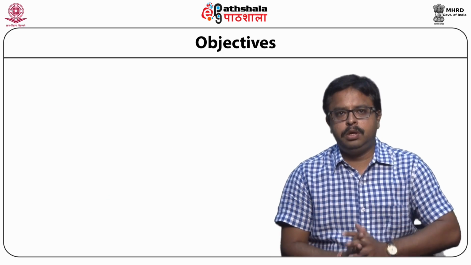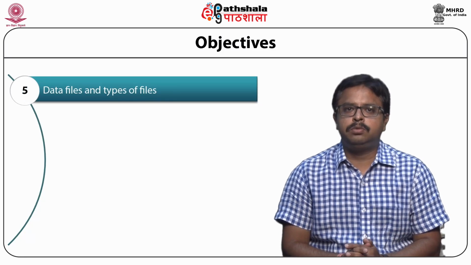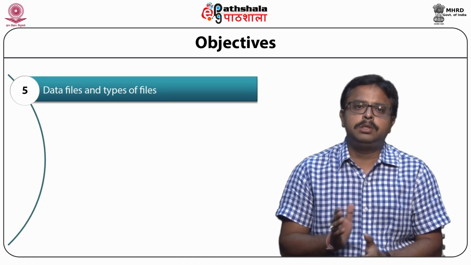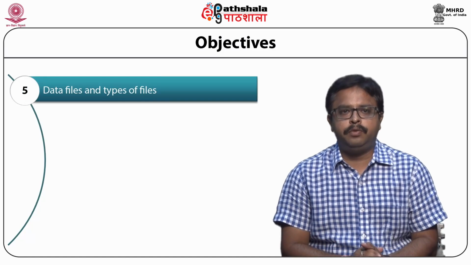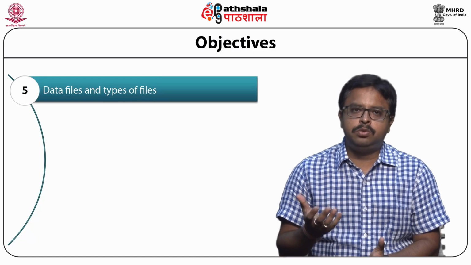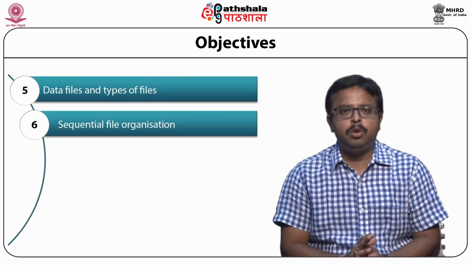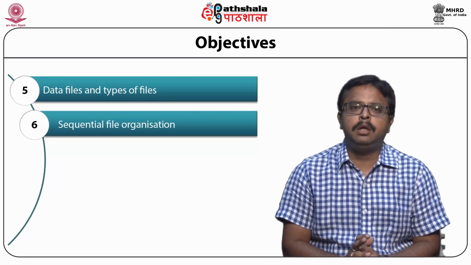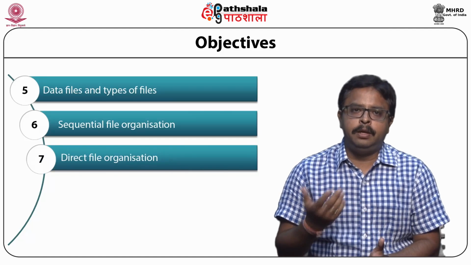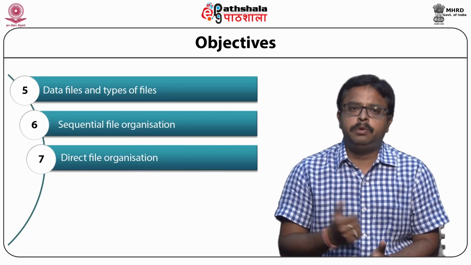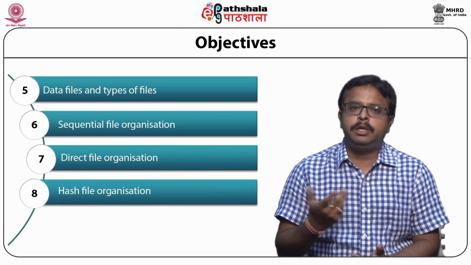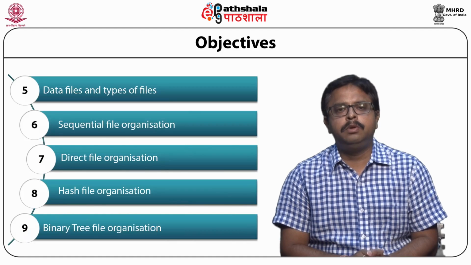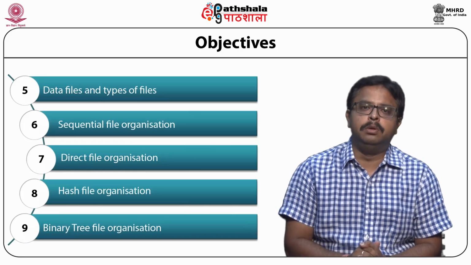Normally data is stored in the form of files in a data storage medium. So we will be discussing data files and their different types. Data is stored in two forms, that is sequential and non-sequential manner. And in non-sequential manner, the most important are hash file organization and binary file organization. We will be discussing them in detail in this module.